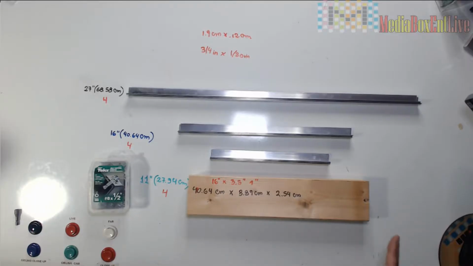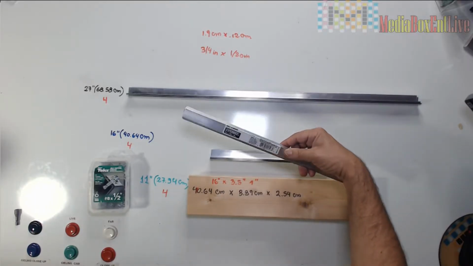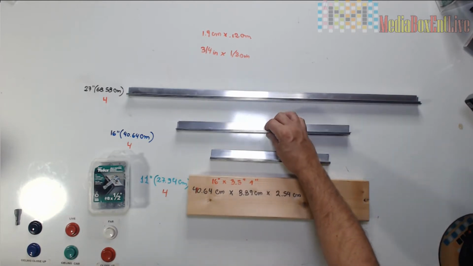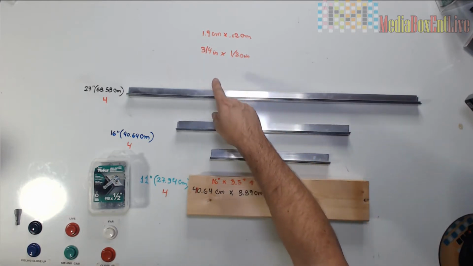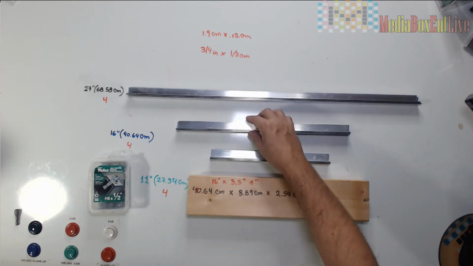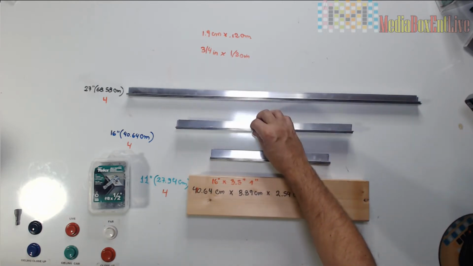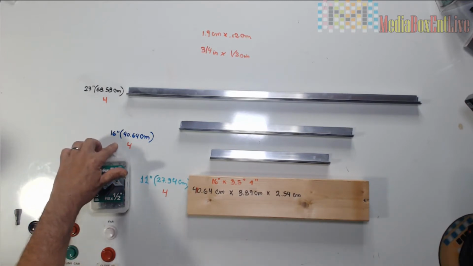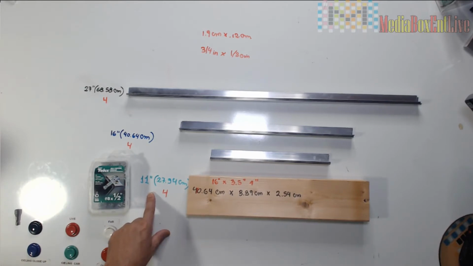Okay, so let me show you what we need. We need some angles. This angle is actually bought in a Home Depot. They're 96 inches long, okay? And we see the measurements right here. They are 1/4 inches by 120 by 96 inches. So I pre-cut this already. We need 4 at 27 inches, 4 at 16 inches, and 4 at 11 inches.